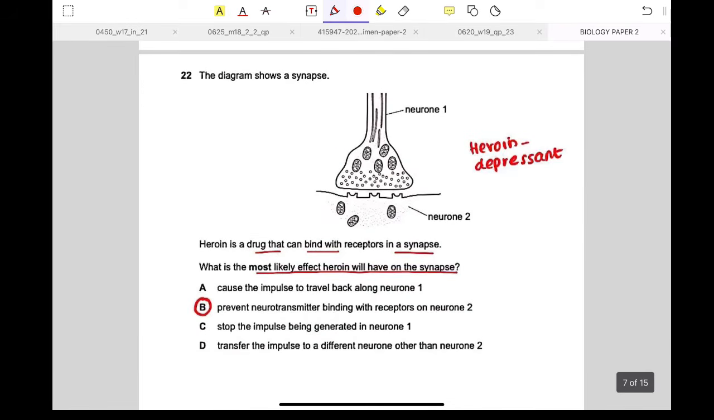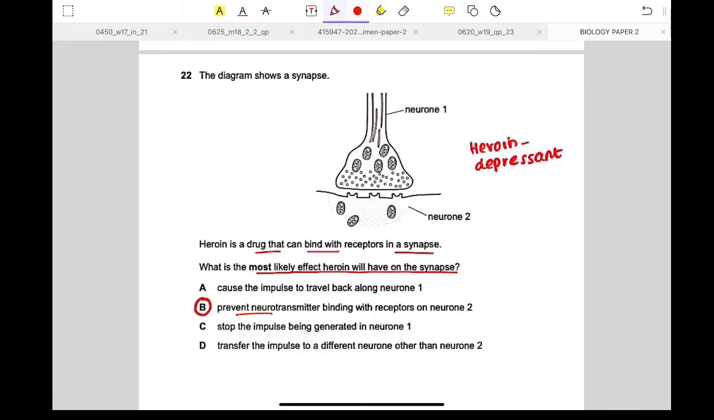Now the diagram shows a synapse. Heroin is a drug that can bind with the receptors in a synapse. What is the most likely effect heroin will have on the synapse? So heroin is a depressant. What it does is when it is released, it binds with the receptors on the postsynaptic neurons. So it prevents binding. That's the main job of a depressant, right?